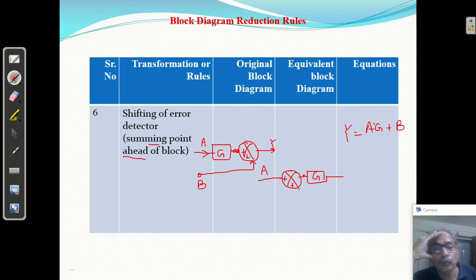Okay, what is the output here? A into G. So you will get Y equal to A into G. Plus you want B. If you take B from here, what output will come here? B plus B into G. So you will get B G, and I don't want G. So what will we do? B will be multiplied by 1 upon G.